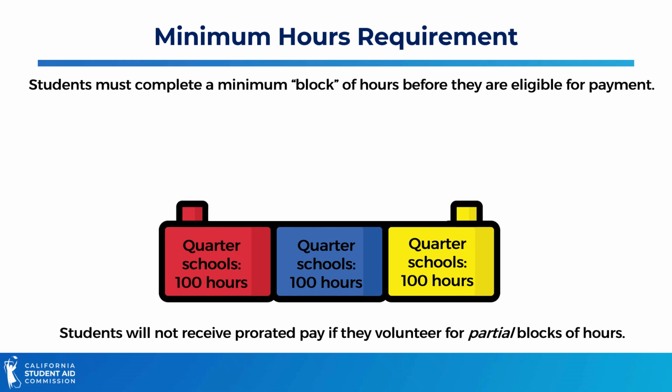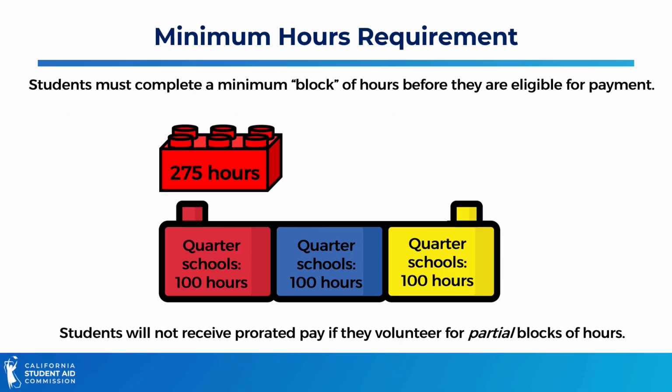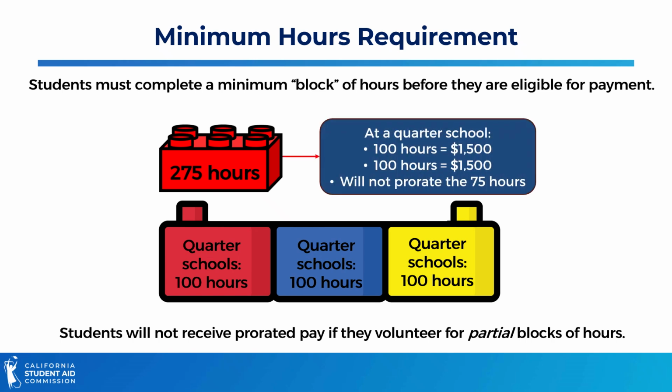Alternatively, if that same student is at a quarter school and only volunteers for a total of 275 hours, they can request two payments of 100 hours and be paid $1,500 for each block of hours. However, the remaining 75 volunteer hours will not be paid.